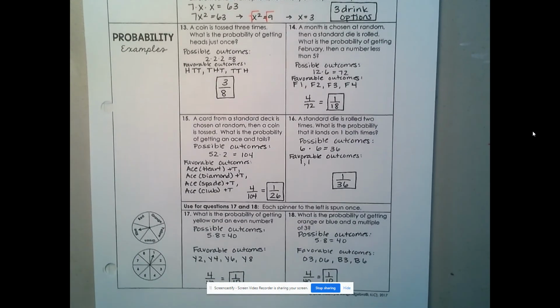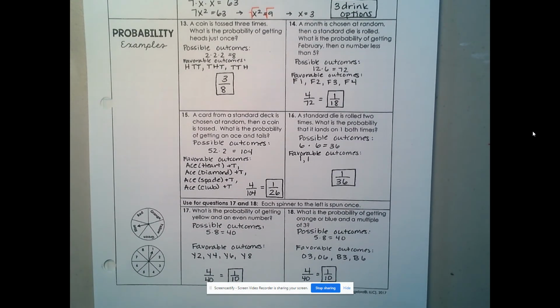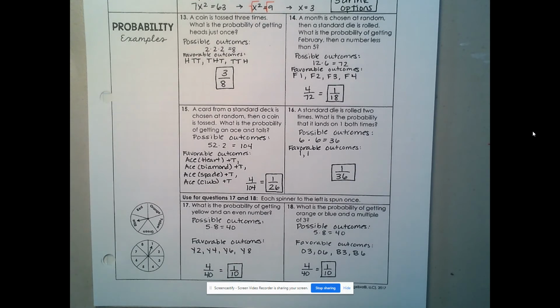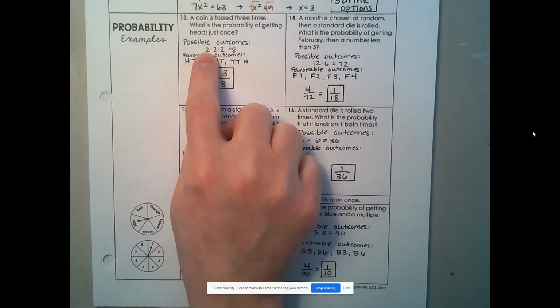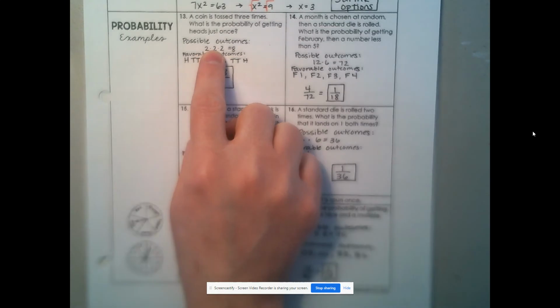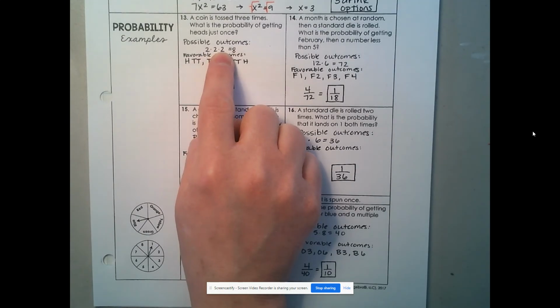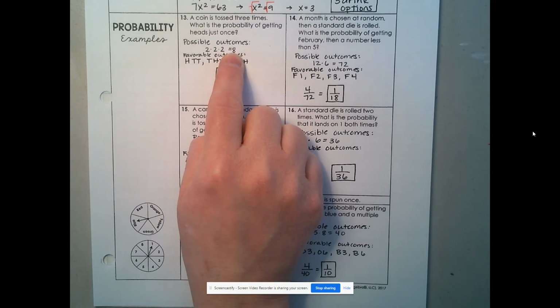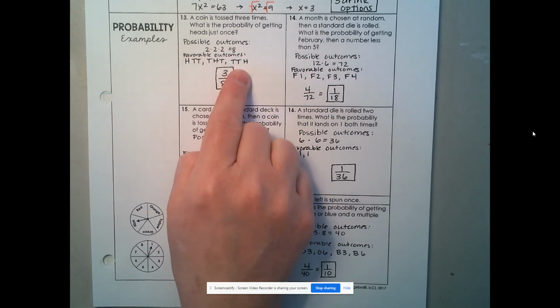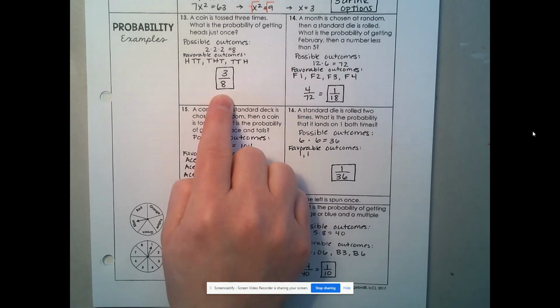So some probability examples. How do we link up counting principle with probability? A coin is tossed 3 times. What's the probability of getting heads just once? So possible outcomes, there's 2 outcomes the first time I flip, 2 outcomes the second time I flip, 2 outcomes the third time, with a total of 8 outcomes. If I only write out the favorable outcomes, if I only write out the ones that have heads just once, that's 3 out of 8, and I don't need to write out all 8.